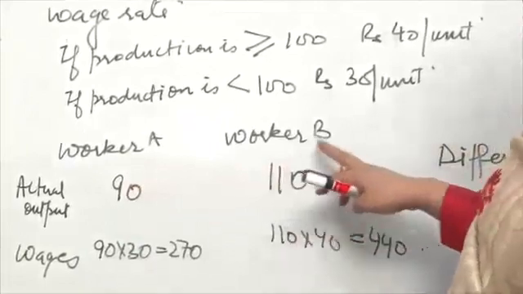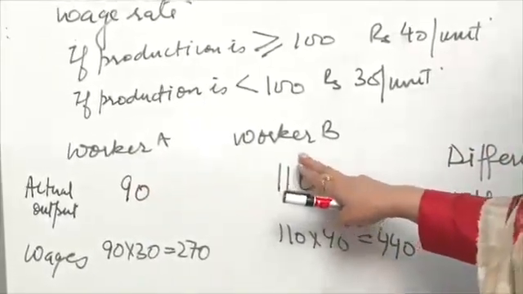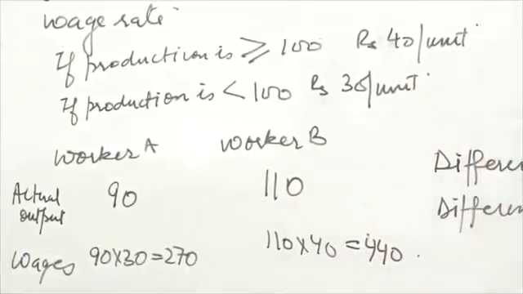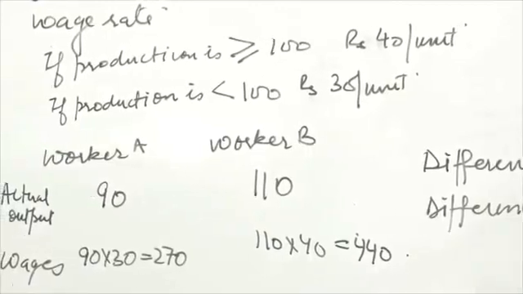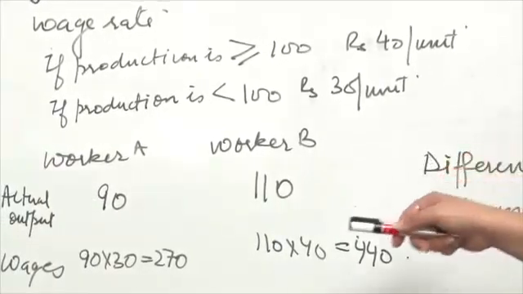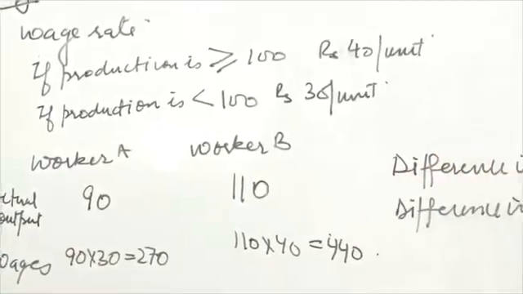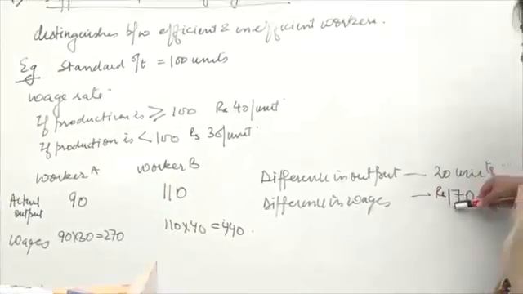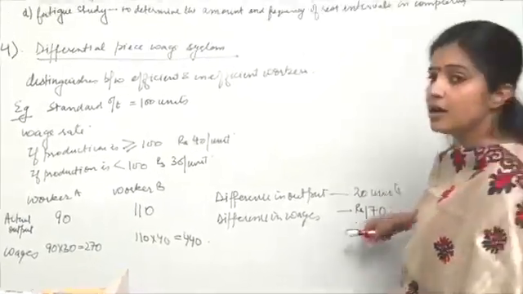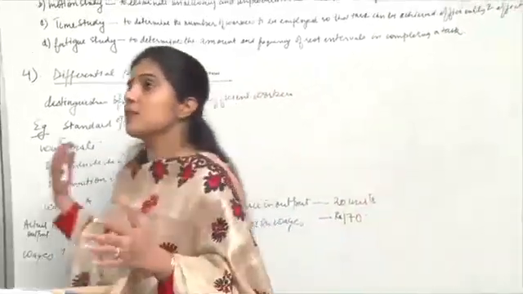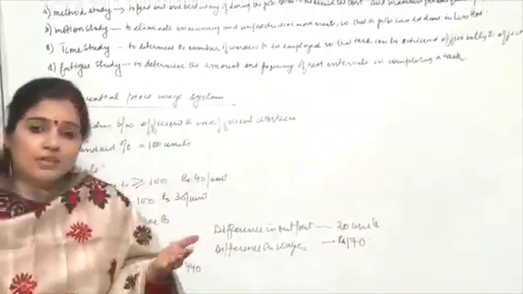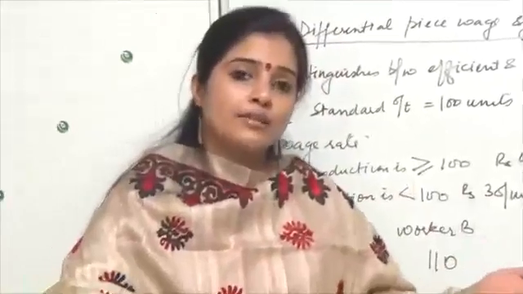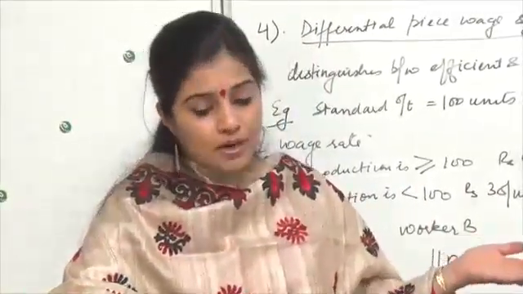And if worker B has been able to produce 110, then what is the amount that he is going to be paid? 110 into 40, that is 440. So worker B, who's more efficient, gets 440, and worker A, who's less efficient, gets 270. The difference in output is only 20 units, but the difference in wages is 170. So this is a technique which will motivate the workers to produce more than the standard output so that they are able to earn more money.